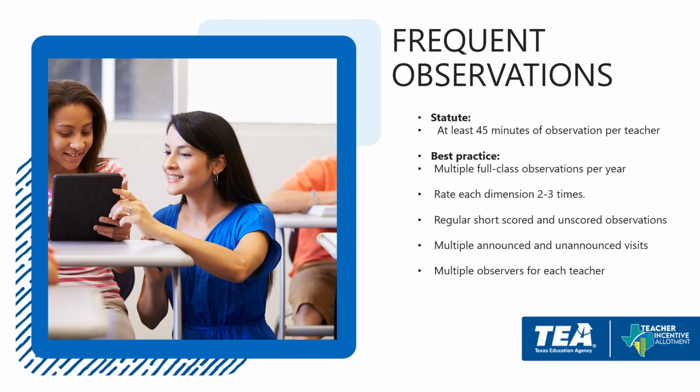Also, if you only have one data point for each component of the rubric, it's unlikely to be an accurate representation of the teacher's practice over the course of the year. Best practice is to collect ratings on each dimension at least 2 to 3 times. Additionally, we recommend conducting both scored and unscored observations, and for some of those scored observations to be announced and others to be unannounced. We also recommend having multiple appraisers observe each teacher to prevent and catch bias in ratings.